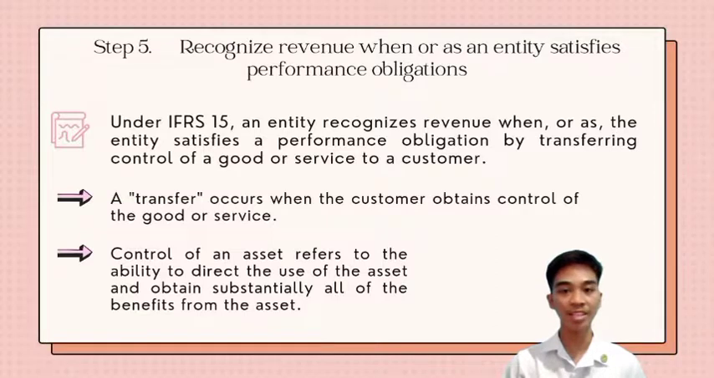The benefits of an asset are the potential cash flow that can be obtained directly or indirectly from the asset in many ways. Here are the indicators that control has passed to the customer: first, a present obligation to pay, physical possession of the asset, legal title, risks and rewards of ownership, and once the asset has been accepted.